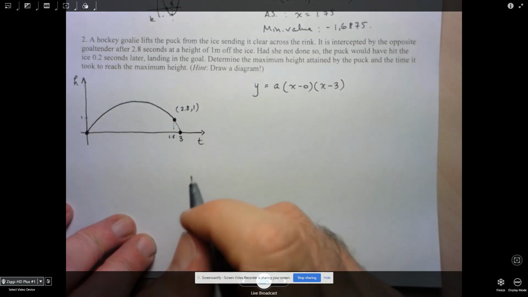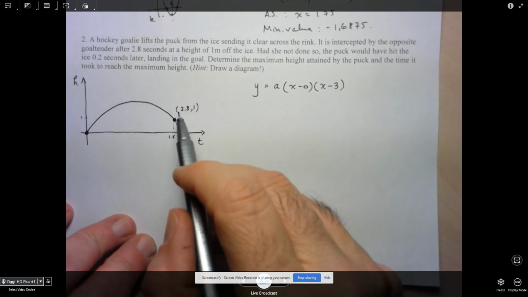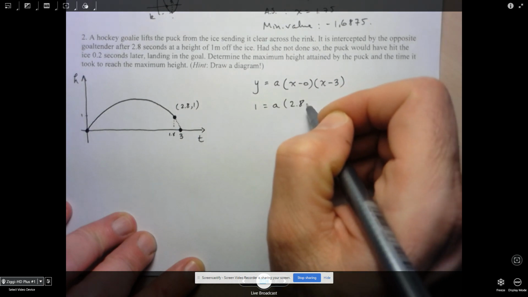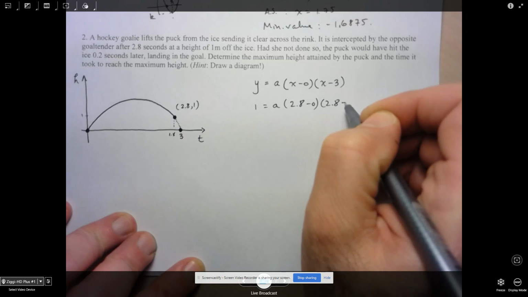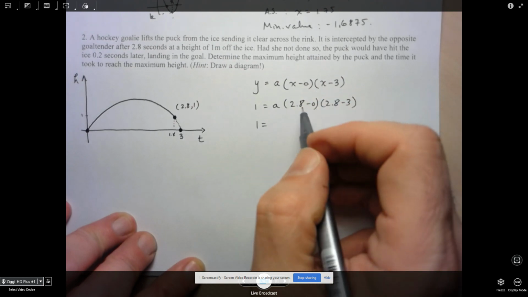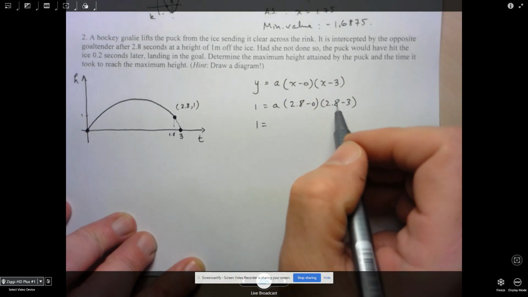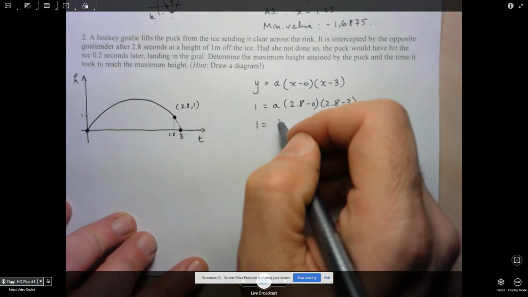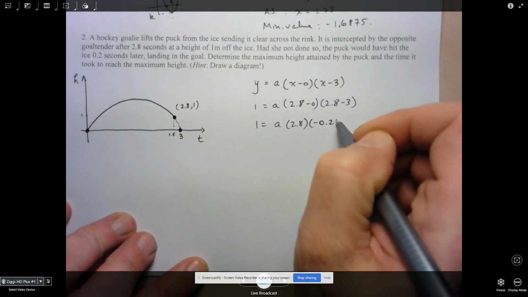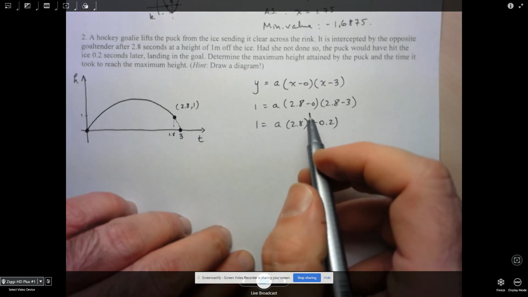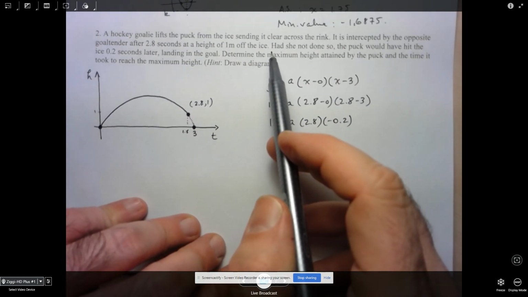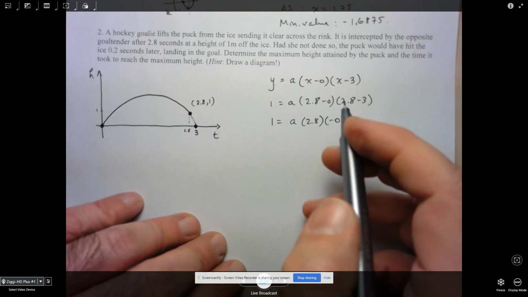So now in order to find a, I can now input the point that I know. So y is equal to 1, x is equal to 2.8. I guess I didn't really need to write that, minus 0. So what do we have here? This is just going to be 2.8, and this is going to be 2.8 minus 3 is negative 0.2. I'll write it out. So 2.8, and this is going to be negative 0.2. Now, this isn't going to be a particularly nice number, and I'm going to have to divide it to 1. But since this is an application type problem, something that's got a physical context, it makes sense to be approximating. So let's find a here.